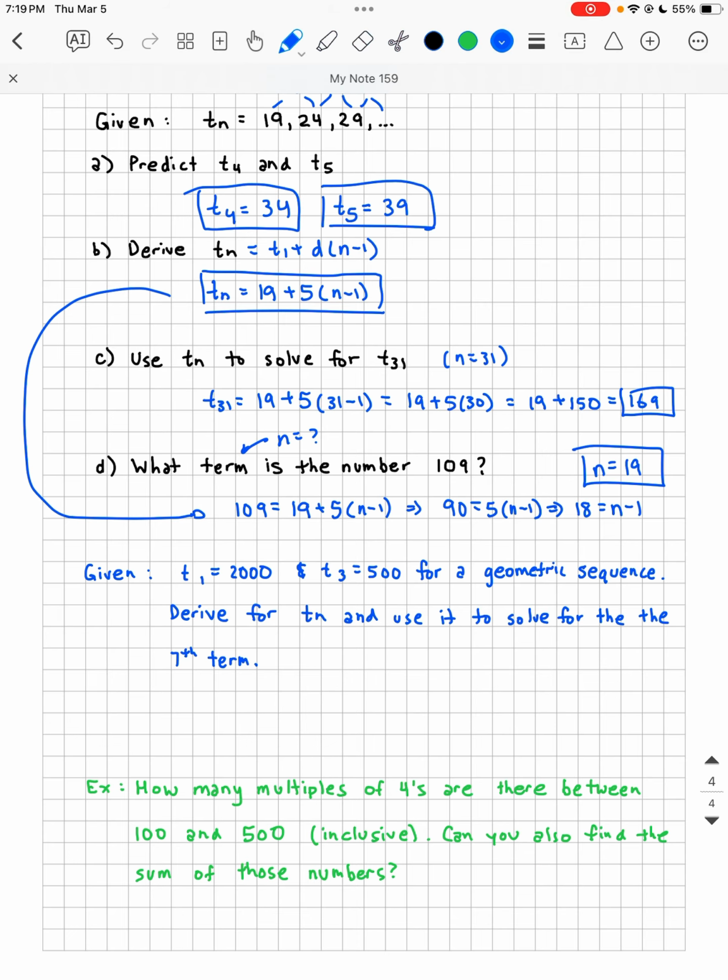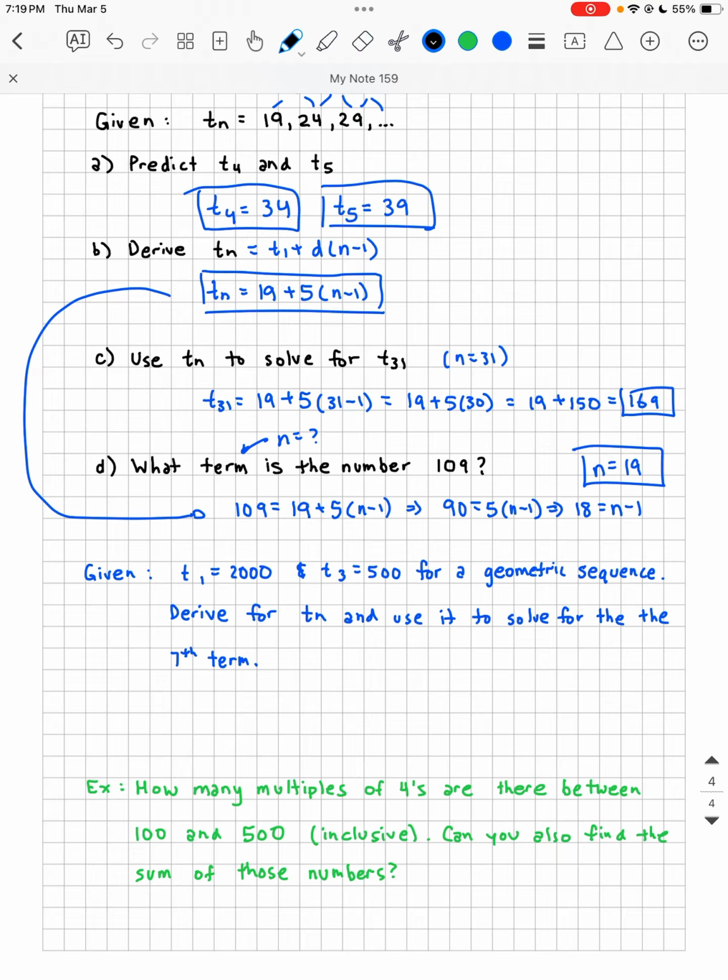Next, second to the last, given that t of 1 is equal to 2000, t of 3 is equal to 500, and we know that this is a geometric sequence. So changing it up, instead of arithmetic, we're going to say geometric. I want to derive the equation and then use it to solve for the seventh term. In a way, this is really just what we did previously, except changing arithmetic for geometric.